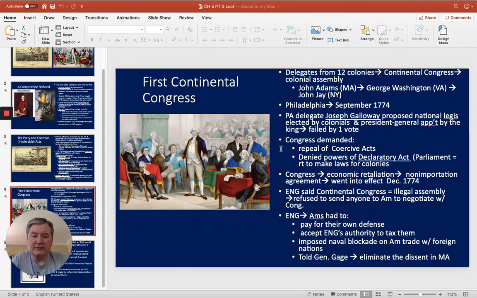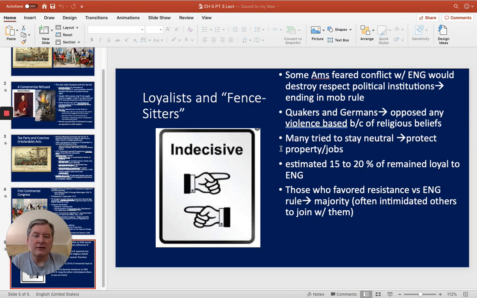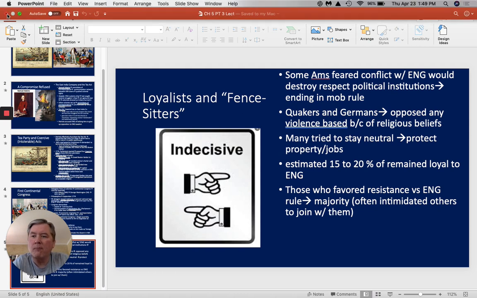England argues that this is an illegal assembly and refused to negotiate at all with the First Continental Congress. And the English argued that Americans have to pay for their own defense, accept England's authority to tax them, and then impose a naval blockade on American trade with foreign nations. So we weren't allowed to trade with anybody else. And then the army was told, eliminate dissent. And so I'm going to leave these guys here.